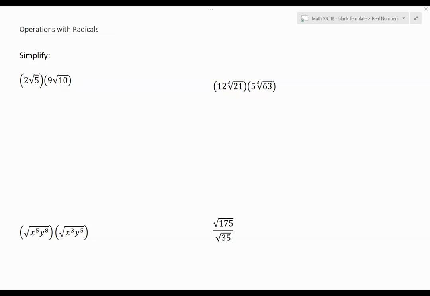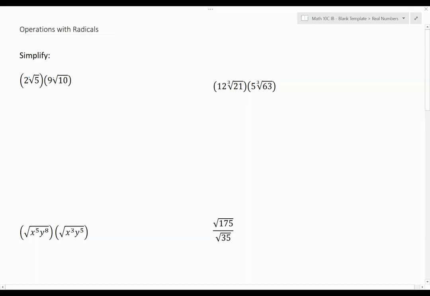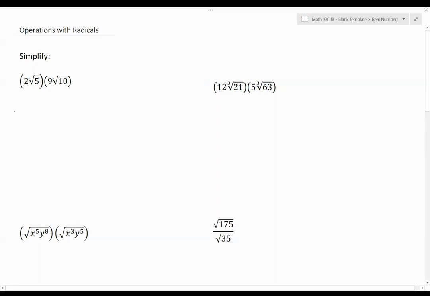What we need to consider first, so for example, 2 root 5 times 9 root 10, is that multiplication is associative and commutative. So I can move this around a little to consider that, because this is all just multiplication, 2 times root 5 times 9 times root 10. So I can consider this to be 2 times 9 times root 5 times root 10. So the 2 times 9 part, that's easy, that's 18.